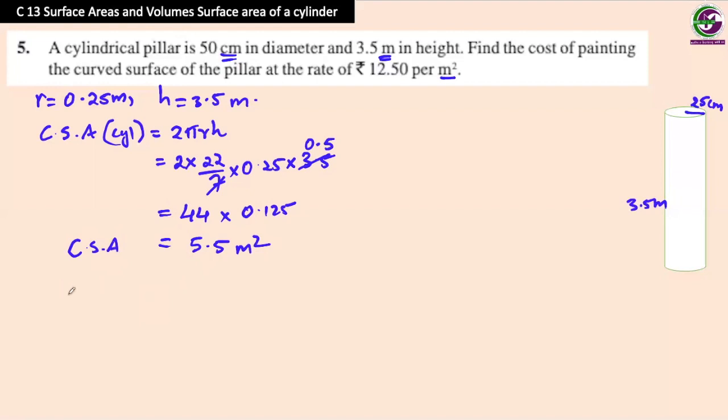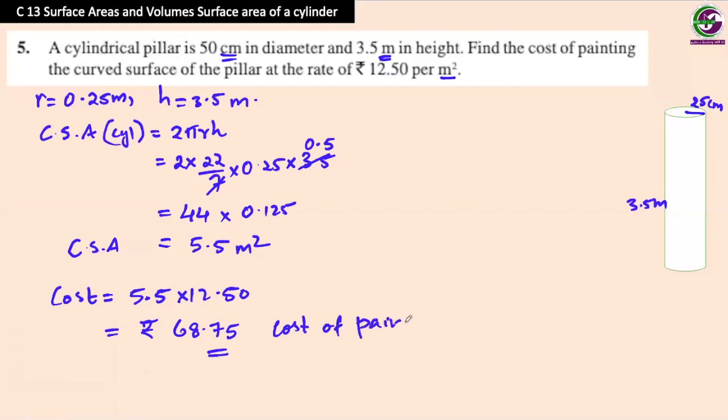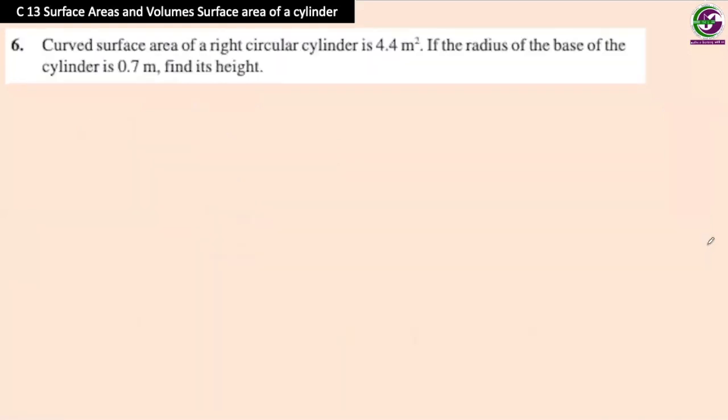Now we need to find what is the cost. Cost for 1 meter is 12.5. So cost for 5.5 will be 5.5 multiplied by 12.50 rupees, 68.75. This will be the cost of painting the pillar. Remember that the circular part will not be painted.